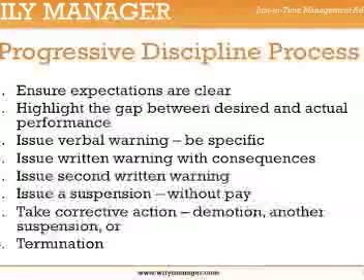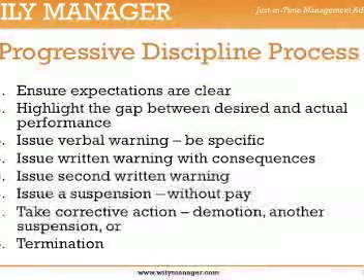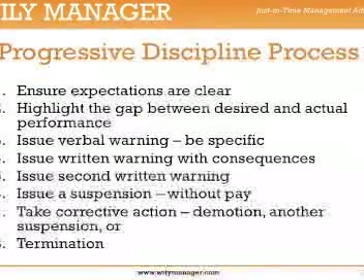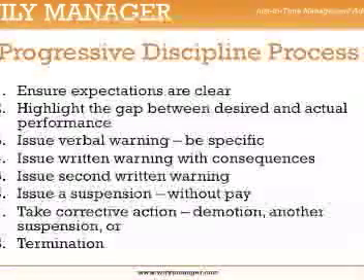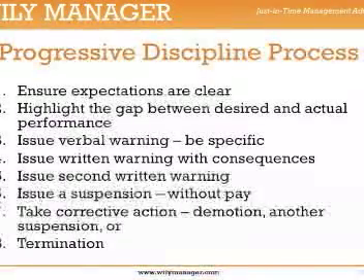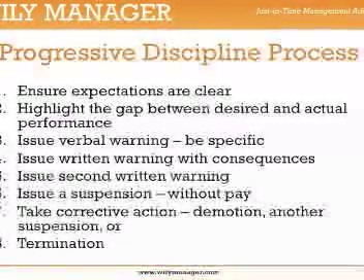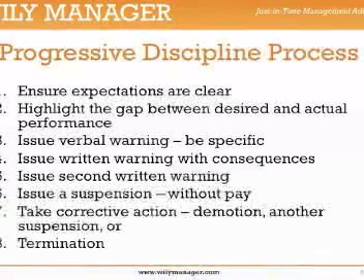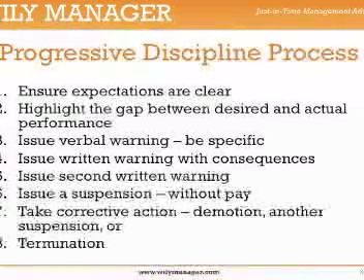In the absence of your organization having one, Jed, you and I suggest one. So very quickly, the 8 steps in the progressive discipline process are, number 1, ensure the expectations are clear. Number 2, highlight the gap between the desired performance and the actual performance. See, you're over here. We want to be over here. Mind the gap. Can you see the gap?